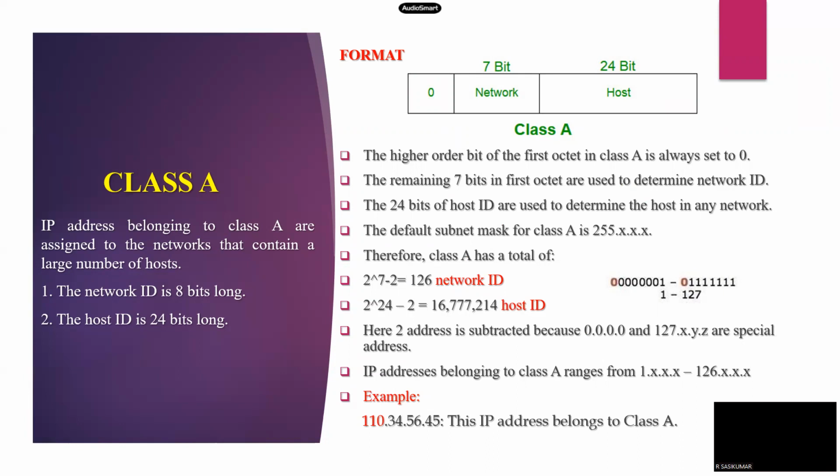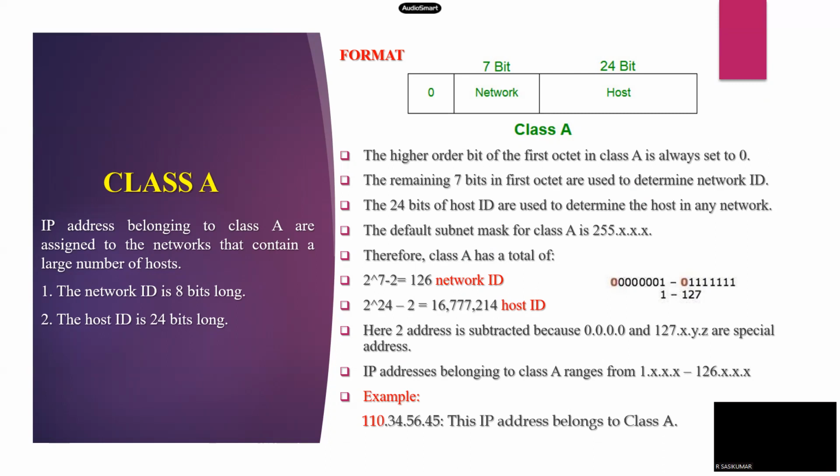The remaining 7 bits determine the network ID. So 2 power 7 is nothing but 128. In that 128, the first address and the last address are reserved for special purposes. Therefore class A has a total of 2 power 7 minus 2. What is the purpose of subtracting 2? Those 2 addresses are assigned as special addresses.